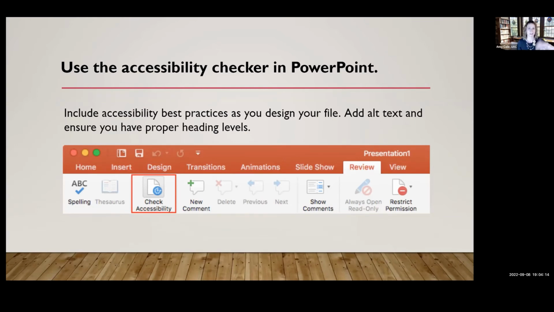And what it'll do is it'll go through all of your slides. It does take a little while, but it's going to flag anything. Is this going to be a decorative image? Do you need to add alt text to it to describe the image to somebody using a screen reader?